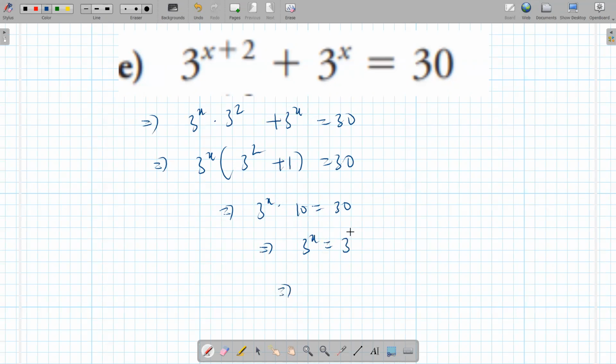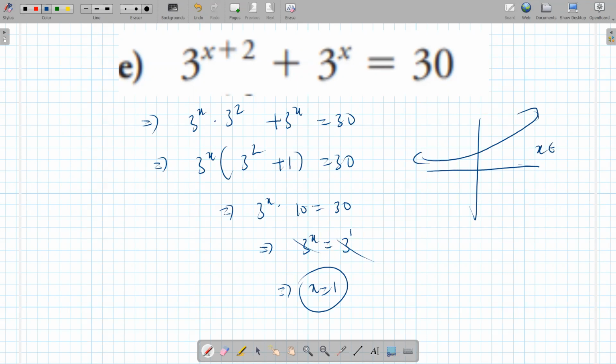And you can just put a 1 here. 3 to the power of x is 3 to the power of 1. So the base cancels out. Both the 3's cancel out. So x is 1. So on exponential functions, is there no restriction? No, there's no restrictions because the domain for an exponential function is all real numbers.